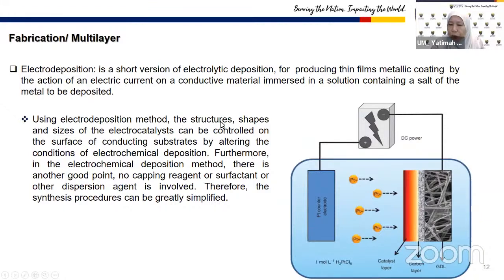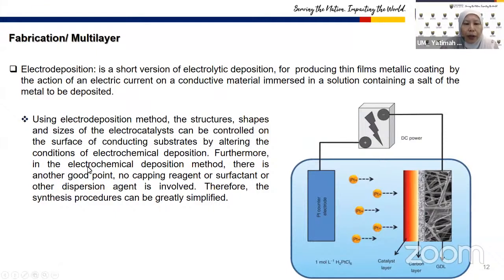We can control the structures, the shapes and size of the electrocatalyst on the surface of the electrode by altering the conditions of electrochemical deposition, because normally this is quite a cheap method. You can use, for example, a platinum salt, and then you can deposit platinum on top of the carbon layer. So in this method, electrodeposition, the salt is considered not a very high cost material, but using the salt, you can deposit platinum on top of the substrate.